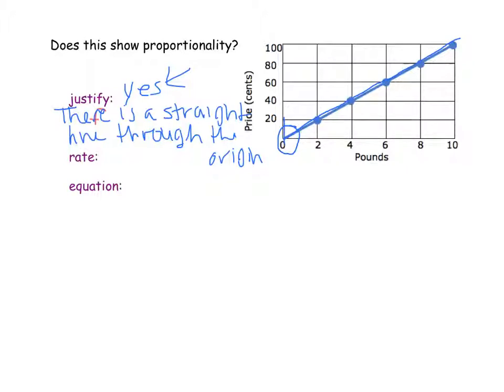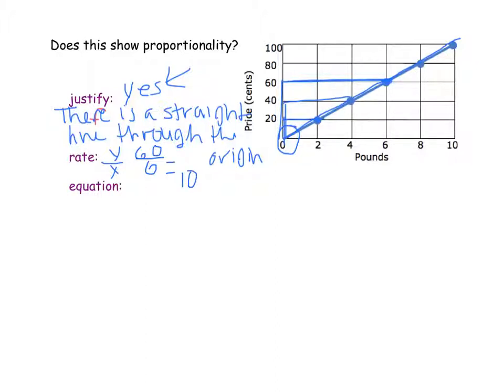All right, to find the rate, just pick a point. You're going to go up 20 for every 2, or up 40 for every 4, or up 60 for every 6. So just pick a point and figure that unit rate. And remember, the unit rate is the y over the x. So if we're choosing this point right here, 60 and 6, we went up 60 for every 6, which is 10.